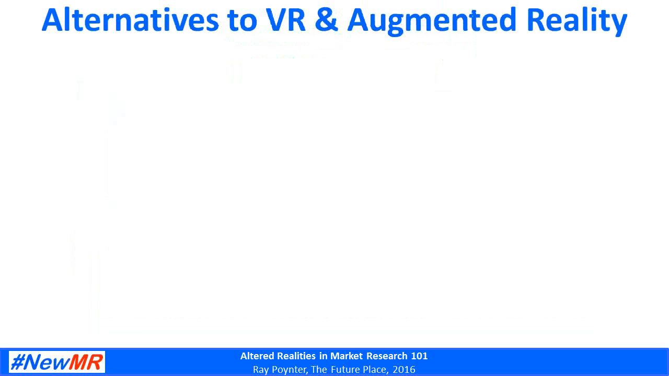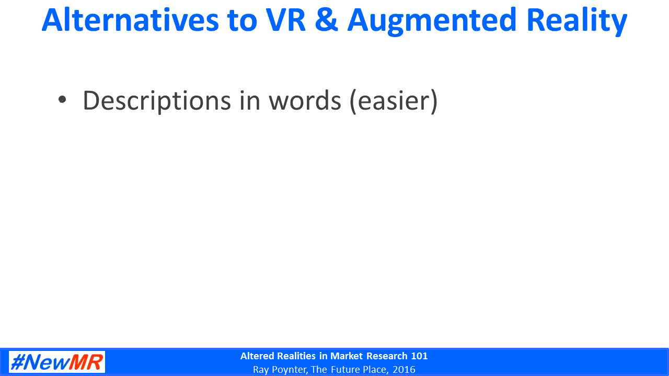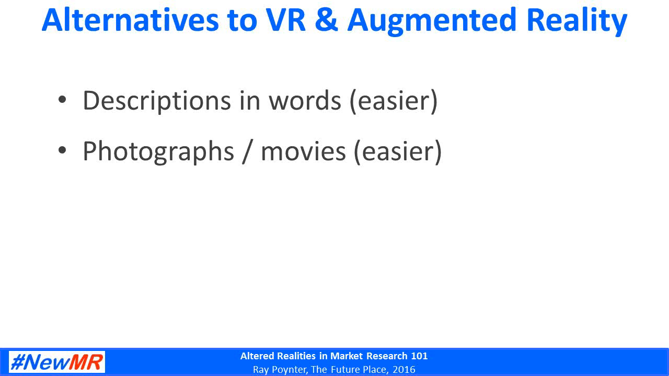There are, of course, alternatives to virtual reality and augmented reality. Probably something like 95% of market research uses the alternatives. Descriptions in words. If you can describe a concept, if you can describe a situation in words, it's easier and it's cheaper and it's the way that you would do it. If you can adequately describe the situation with photographs or movies or whatever, that is cheaper and easier than using virtual reality. So that's how you would do it.